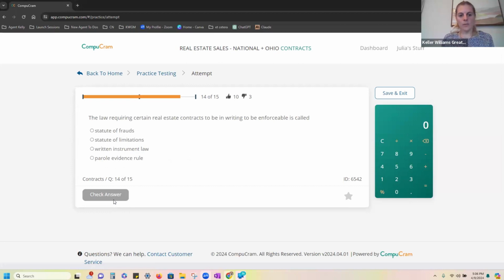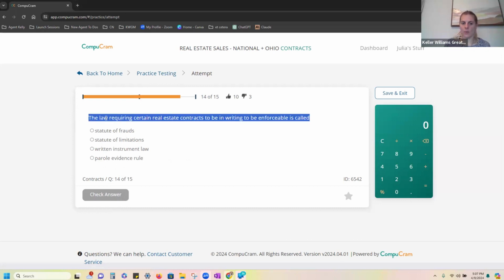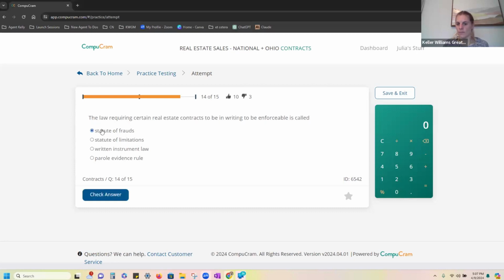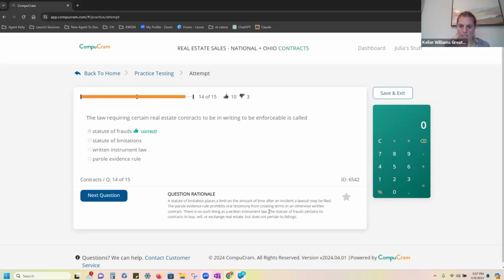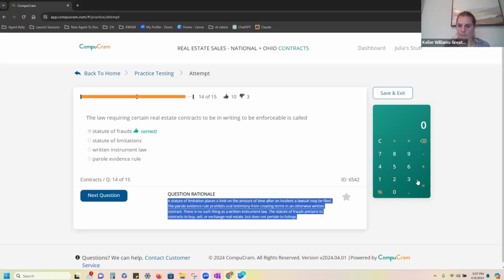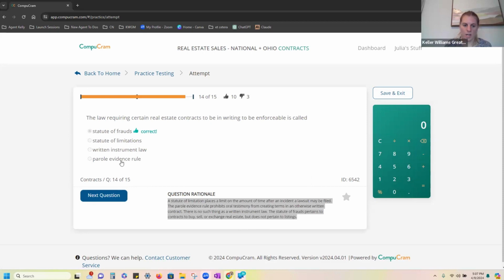The law requiring certain real estate contracts to be in writing to be enforceable is called A, statute of frauds, B, statute of limitations, C, written instrument law, or D, parol evidence rule. So the law requiring certain real estate contracts to be in writing to be enforceable is called. Statute of frauds is correct. Good job.